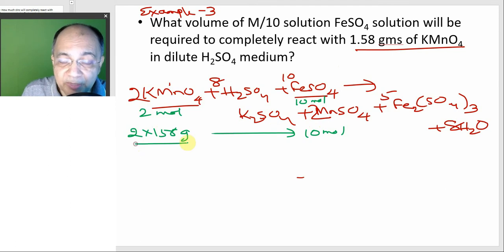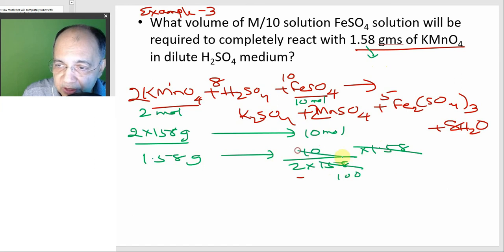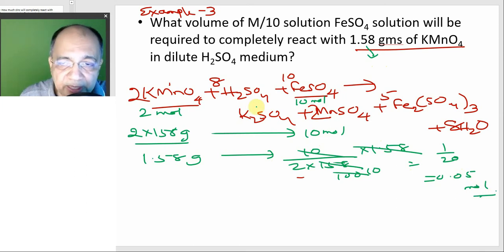Then if this many grams requires 10 moles of ferrous sulfate, so 1.58 gram, that is the amount given in this particular reaction, will react with 10 by 2 into 158 into 1.58. So this will be 100, this will be 10, 1 by 20 or 0.05 moles. That much ferrous sulfate will be required for the given reaction conditions, right?